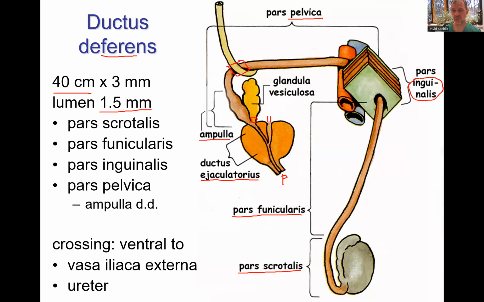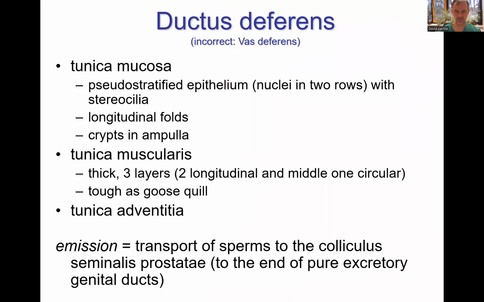And as I said, it crosses two important structures, ventral ureter, but before it also ventrally crosses the external iliac vessels, and it's located transversely in lesser pelvis. The old term vas deferens should not be used because it is not a vessel, not a vas, but it is a duct. As it's a duct, it contains, again, three layers of the wall.